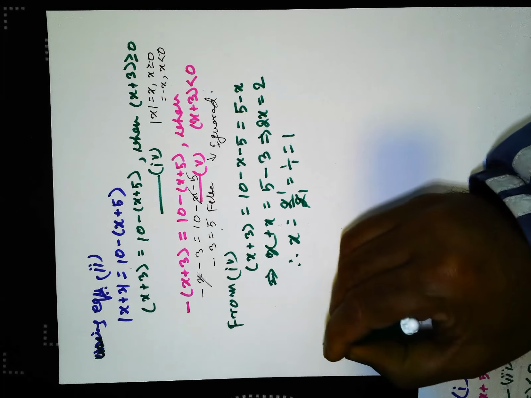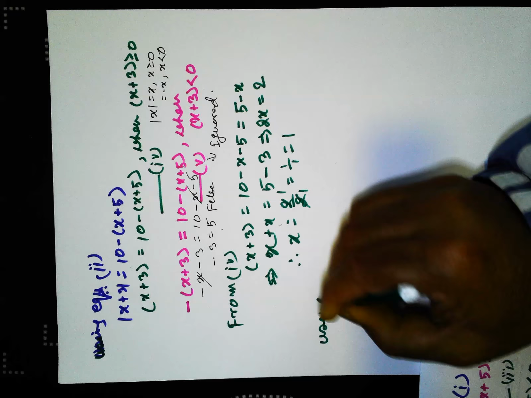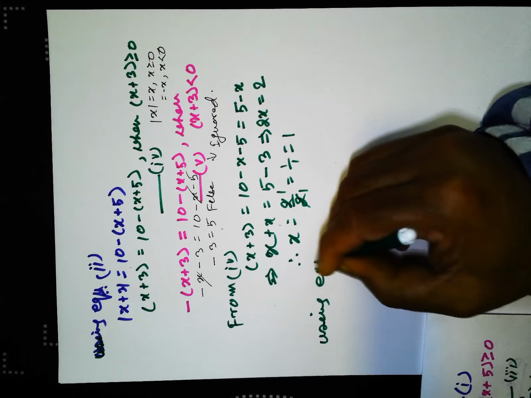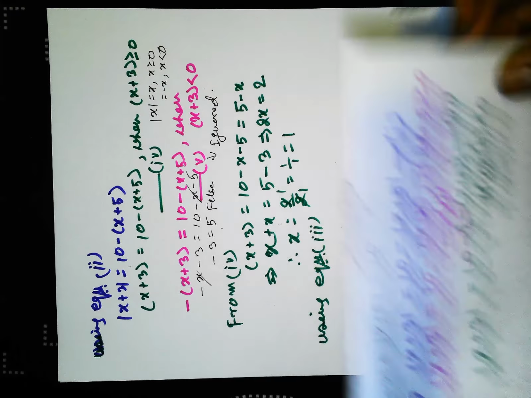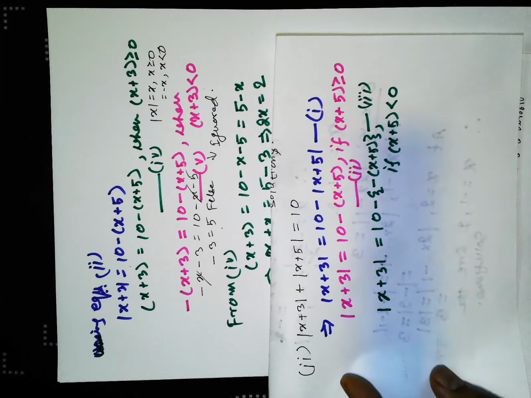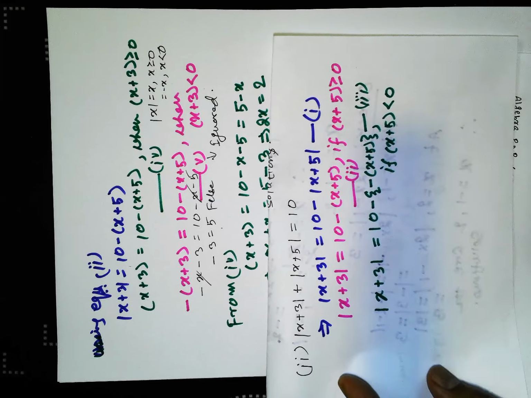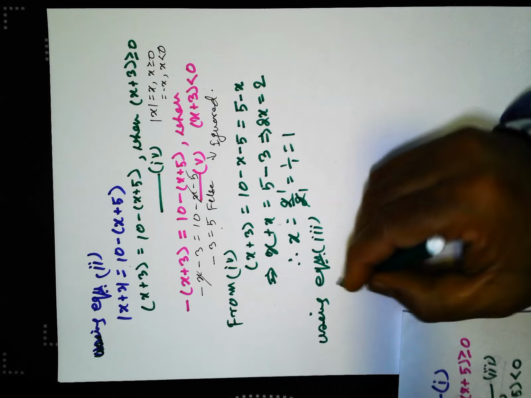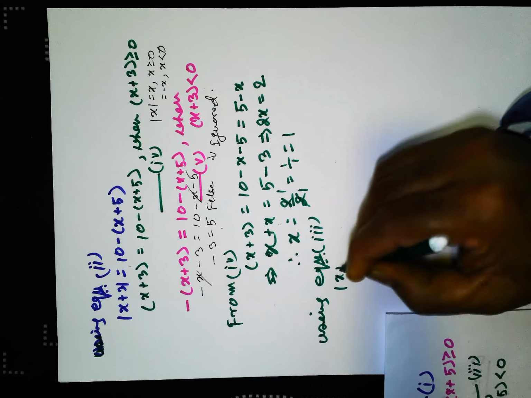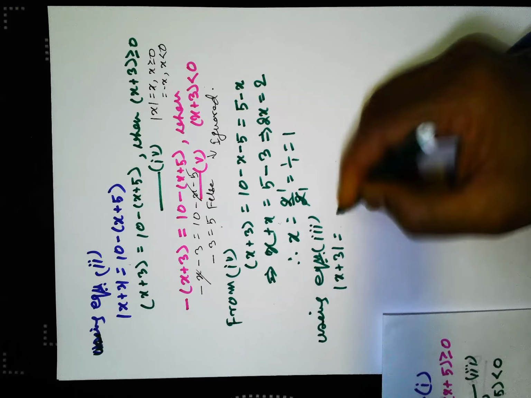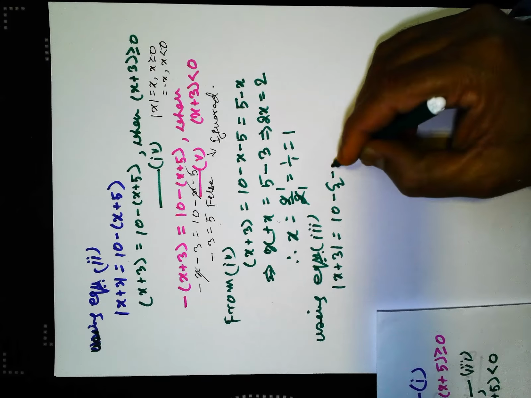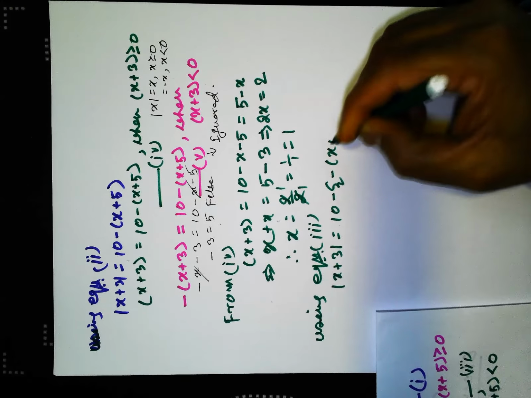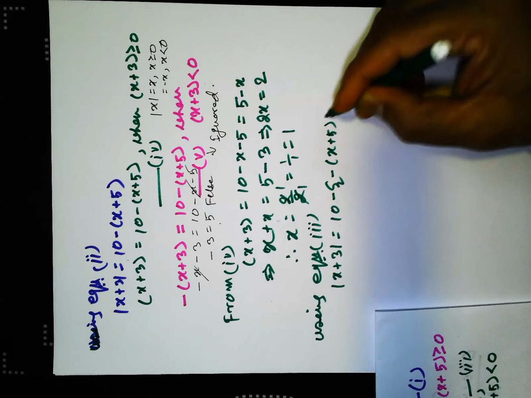So using equation 3 now. Equation 3 is, you can see here, x plus 3 equals 10 minus, curly bracket, minus x plus 5, and then close the curly bracket.